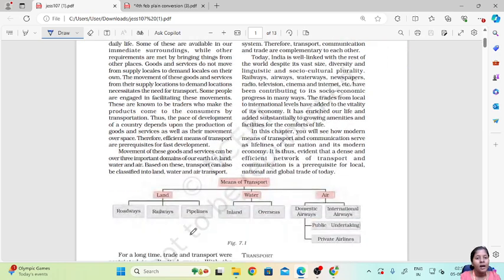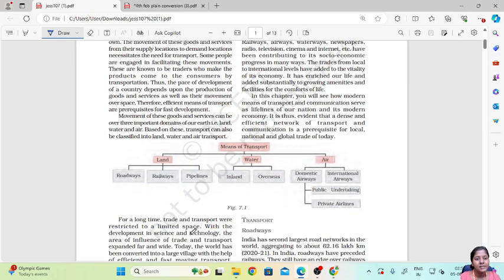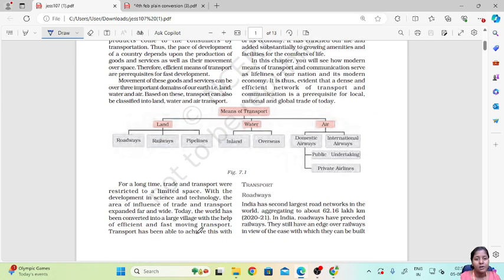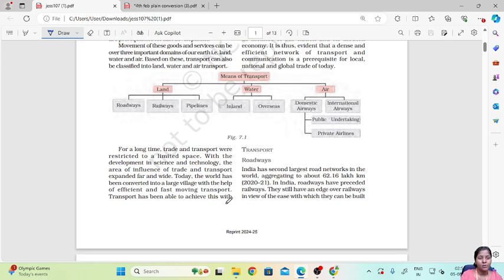Last class we discussed the different lifelines of the national economy. Also we have seen different means of transport, such as land, water and air. Then we saw the classification: land includes roadways, railways, pipelines; waterways are inland and overseas; and air is domestic airways and international airways.